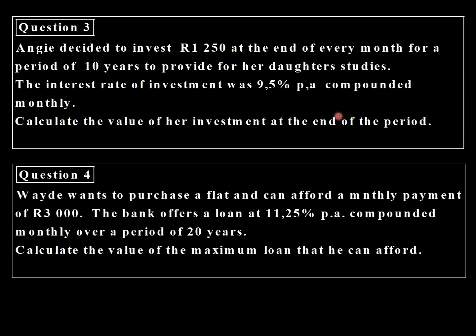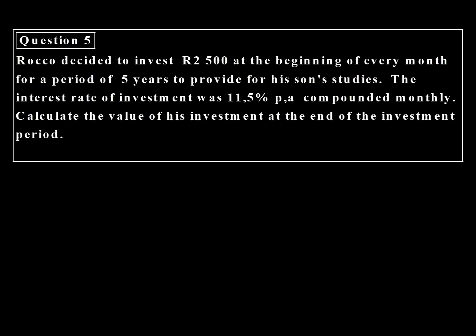So it's important that you read your question. Here's another one. Can afford monthly payments. The bank offers a loan. So what does a loan imply to you? And that's compounded monthly, and she's making monthly payments. Then the last one here, we have invest, and you invested at the beginning, not at the end, the beginning. This is an annuity due. So those are the examples that I would really recommend that you try to do.